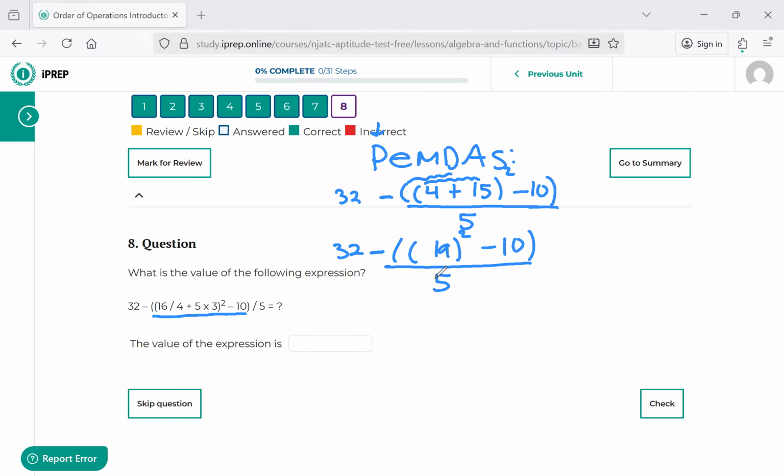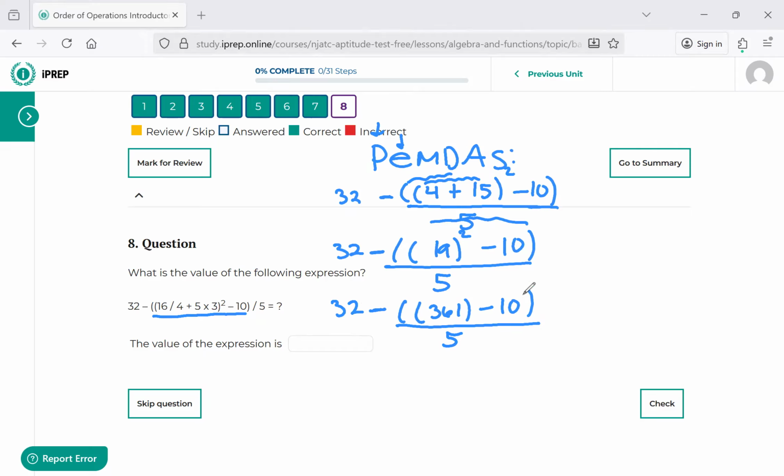We're still not done with parentheses. So inside this inner parentheses, what do we do first? We have a power and a subtraction. So according to PEMDAS, we have to do the exponent first. So it's parentheses. What's 19 squared? It is 361, right? Minus 10, parentheses, all over 5, minus 32.